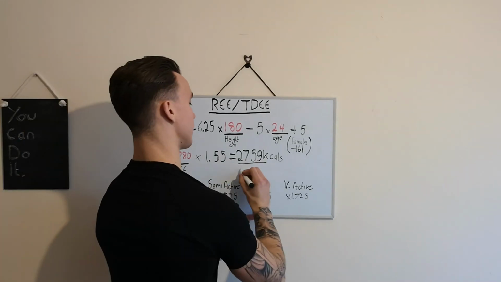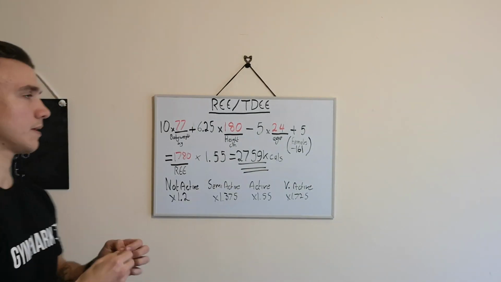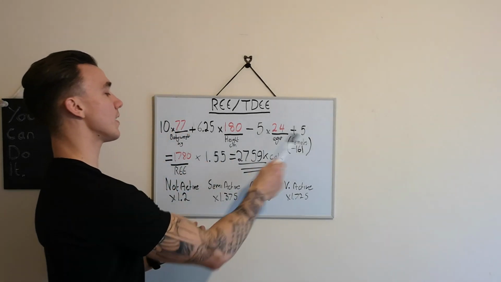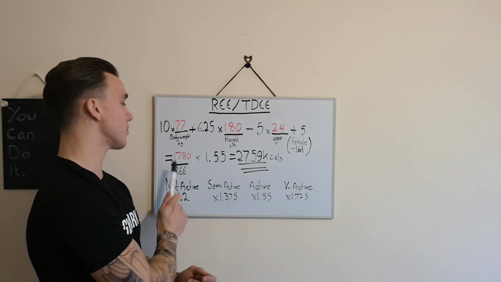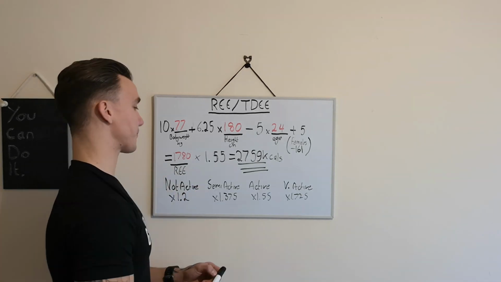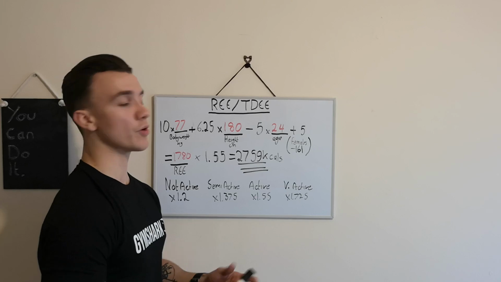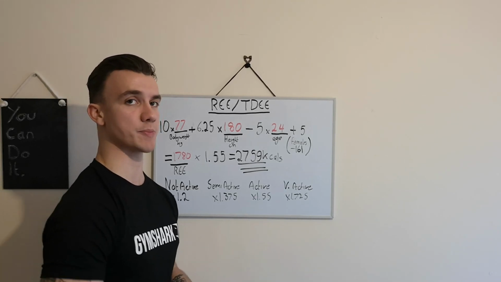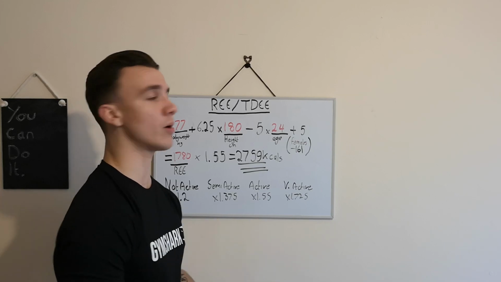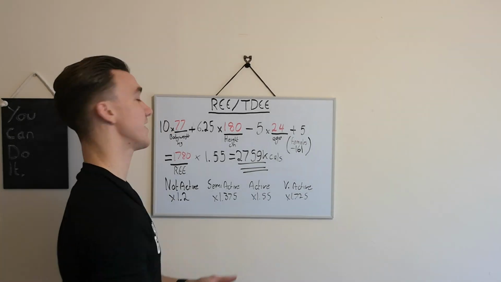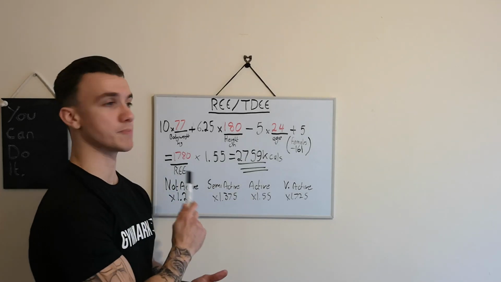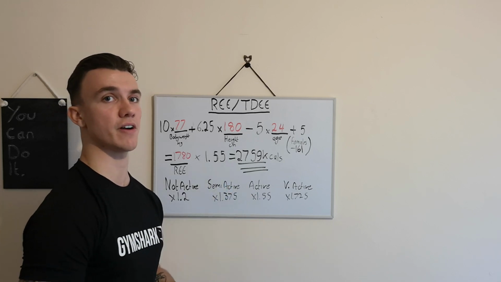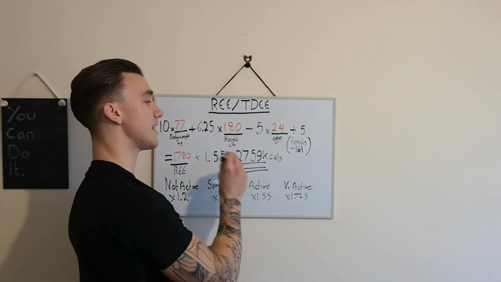So now I have got my total daily energy expenditure. What I did was use the formula, which gave me my resting energy expenditure, which is 1,780 calories. And I decided that I'm active. I'm not very active at this moment in time. There are times where I am very active and I will increase my calories when it comes to that point, but at this moment in time, I'm not. So I'm going to say I'm active. So I times my resting energy expenditure by 1.55, and that gave me 2,759 calories. So that is my total daily energy expenditure.